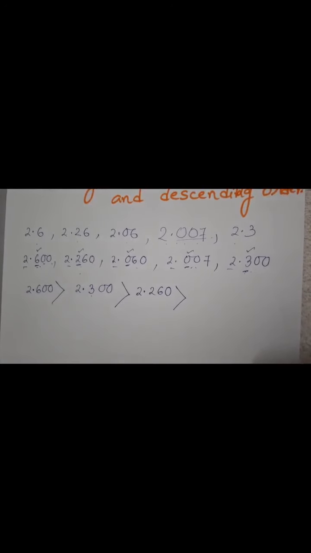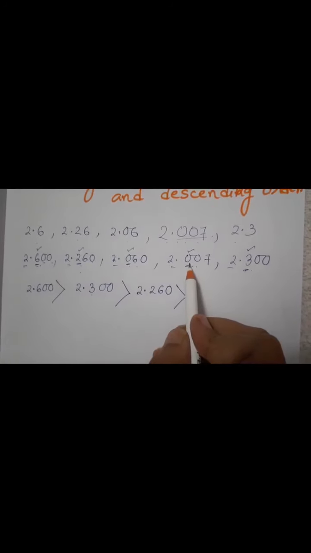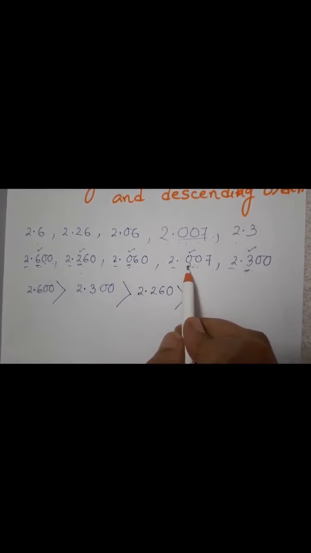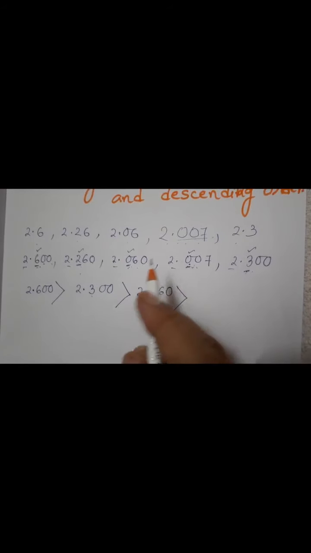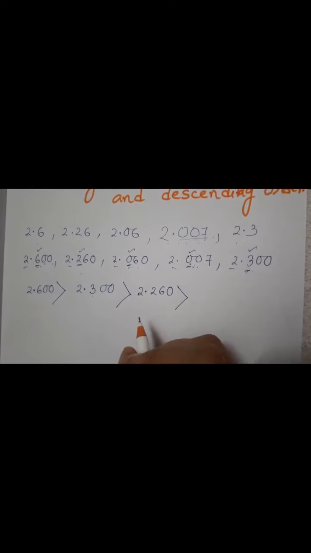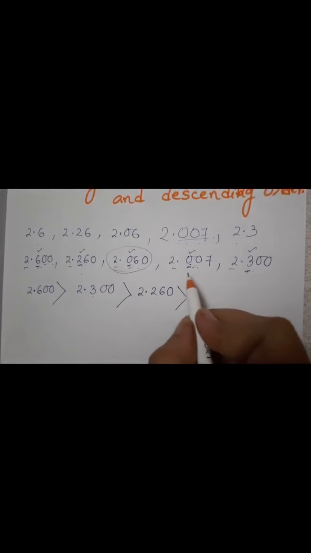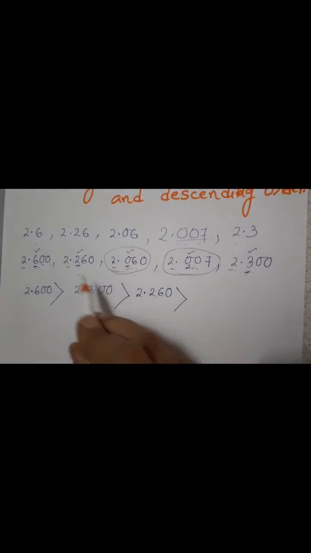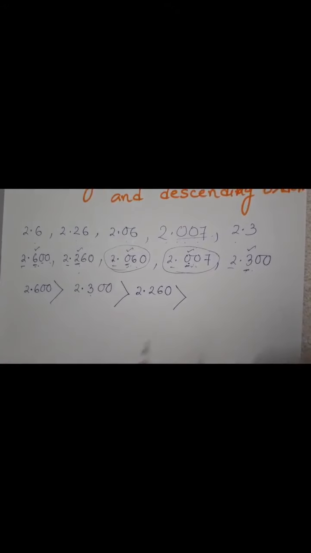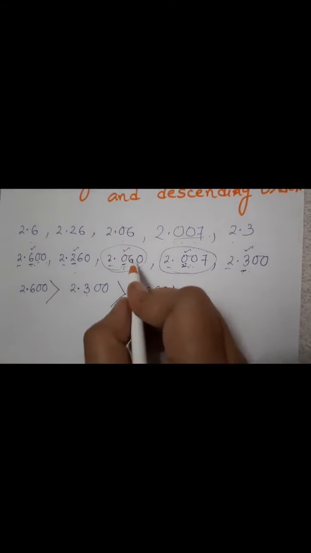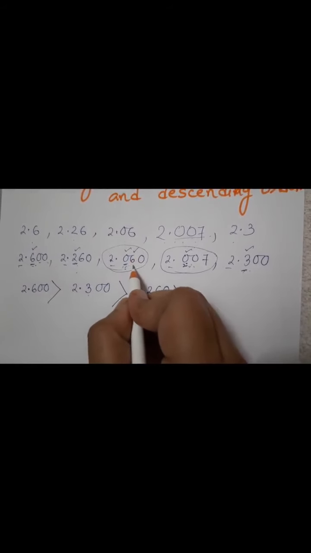In these two numbers, both tenth digits are 0. So if both tenth digits are the same, then students, you have to check the hundredth digits. So you have to check the hundredth digit of this one and the hundredth digit of this one, because the rest of the three we have already arranged. Among these two, you can see, students, the hundredth digit of this one is 6 and the hundredth digit of this one is 0.